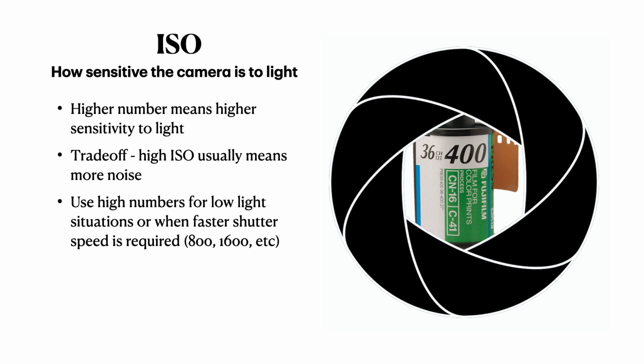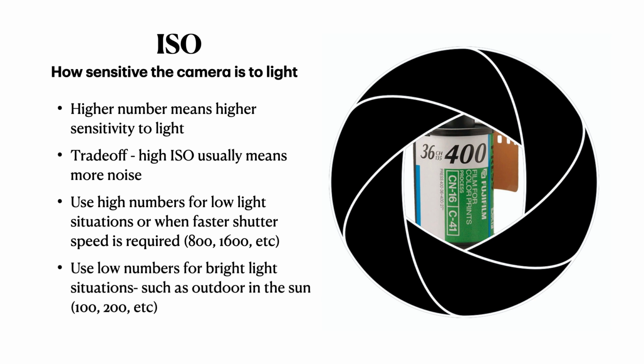You would also use this if you really need a fast shutter speed. You can bump up that ISO and that'll allow you to have faster shutter speeds. You will use low numbers for bright light situations. If you're outdoors in the sun, doing landscape photography, things like that, you're probably going to be using 100, 200 ISO type settings. Again, the trade-off is getting more noise at those higher ISOs.